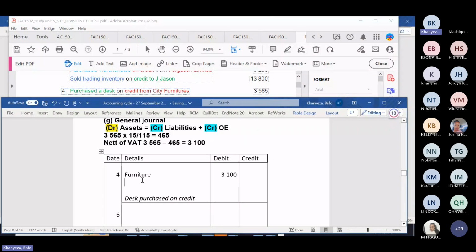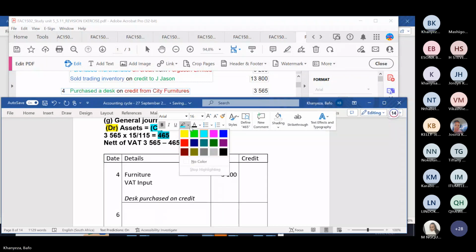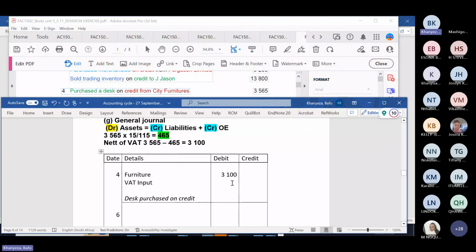So we debit an asset. We've got an asset, we are debiting it. Also we have to debit the VAT input. Why are we debiting the VAT input of this 465? It's because it's an asset to us, the money that the business paid for VAT but is still going to claim from SARS, 465.